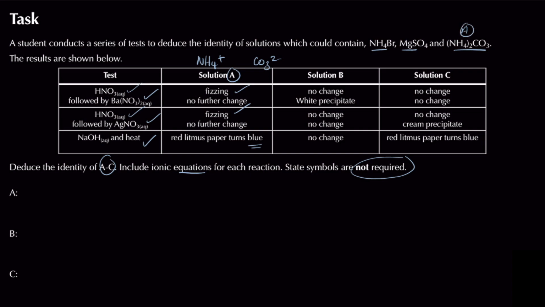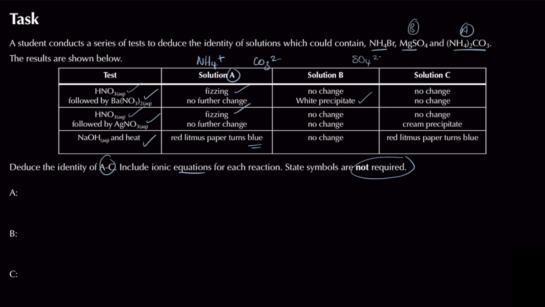If we look at B, we end up with no change and a white precipitate being produced with the addition of nitric acid followed by barium nitrate. So we know that's going to contain sulfate ions and nothing else. So magnesium sulfate in this case is going to be B.